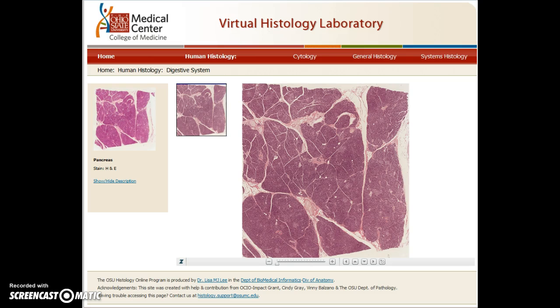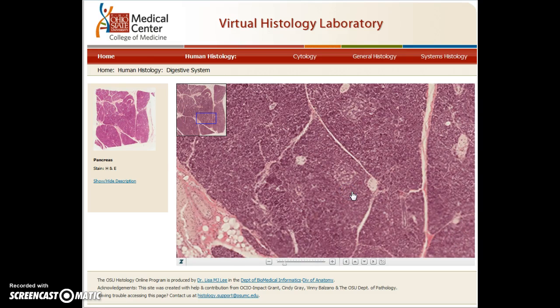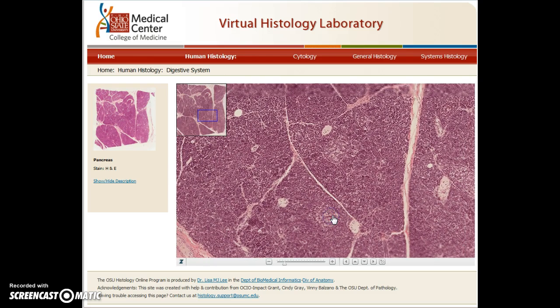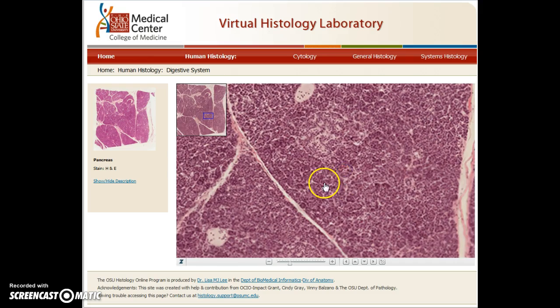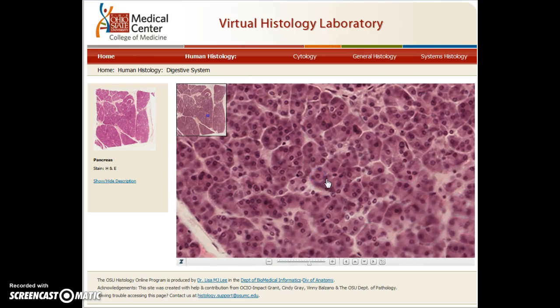And our last structure here is the pancreas. And remember I said pancreas is a mixed gland, both exocrine and endocrine functions. And it's going to look similar to the salivary glands that we saw in another presentation, because the exocrine portion is going to be made up of these serous acini, which will be very much like the serous acini of the parotid gland or the submandibular gland.